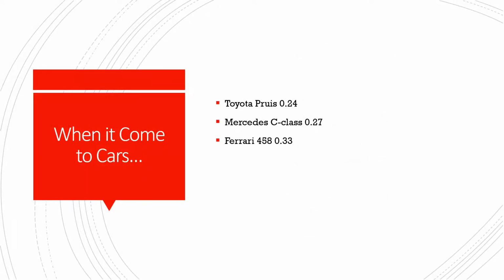When the drag coefficient comes to cars, it becomes totally different. That's why later I found myself wrong. So first, here are some common drag coefficients for cars. The Toyota Prius has 0.24. The Mercedes C-Class has 0.27. The Ferrari 458 has a drag coefficient of 0.33.